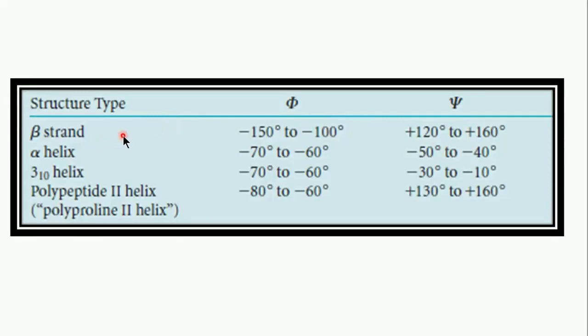So for beta sheets or beta strand, the value of phi is between -150 to -100, and the value of psi is +120 to +160. For alpha helix, -70 to -60 and -50 to -40. For 3/10 helix, it is -70 to -60 and -30 to -10. For polypeptide second helix, it is -80 to -60 and +130 to +160.